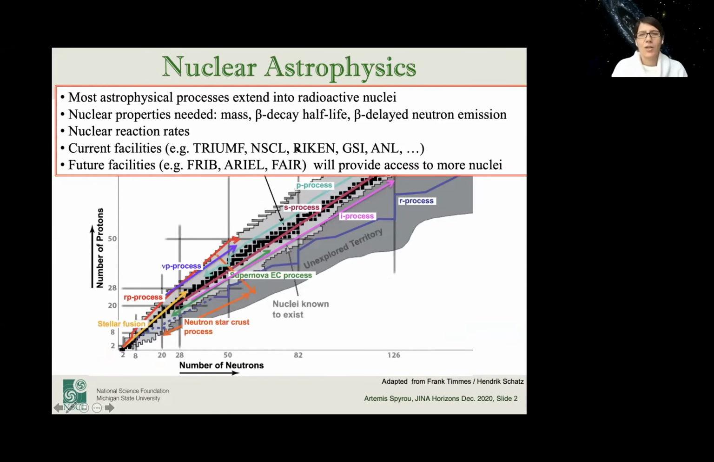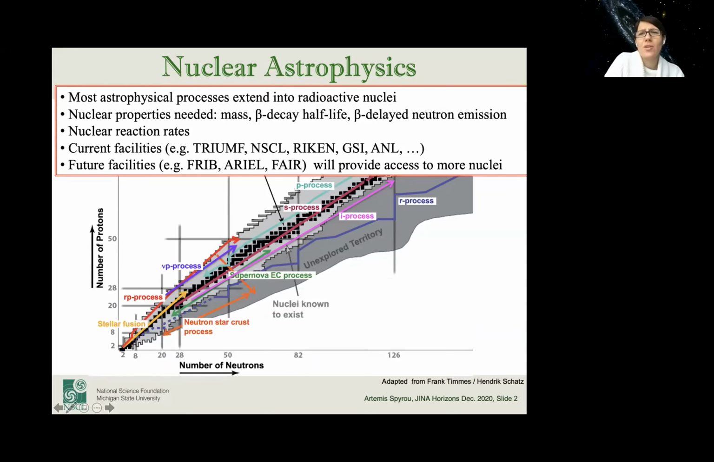So I'll start with a picture that I think most of us have seen before. This is from a paper from Frank and Hendrik from a few years ago that highlights all the different astrophysical processes on the chart of nuclei. I am an experimental nuclear astrophysicist, and so we like to put everything on the chart of nuclei, as you very well know. And for this particular talk, what I want to highlight is not the black boxes that we typically focus on, but really everything that extends beyond the black boxes, so the stable isotopes.